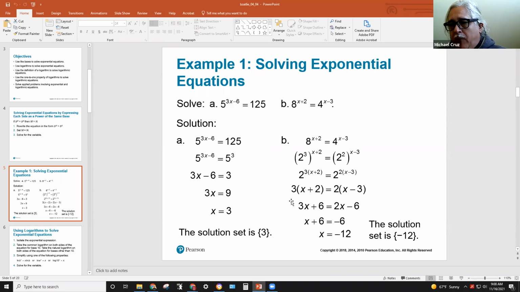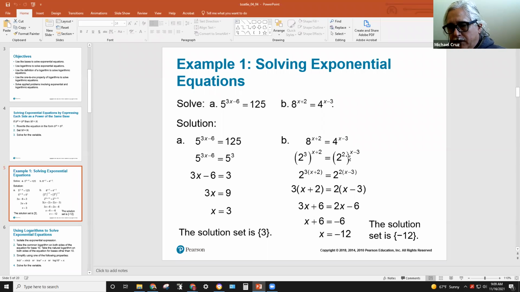All right, now on the B one, neither one of these have a like base, but 8 and 4 are both powers of 2. In other words, 8 is 2 cubed, and 4 is 2 squared. Now, using the power rule from algebra, when we're dealing with exponents, we can take the 8, it's 2 cubed, then I have parentheses, everything in the parentheses to the x plus 2, but the way the power rule works is we multiply the 3 times the x plus 2.